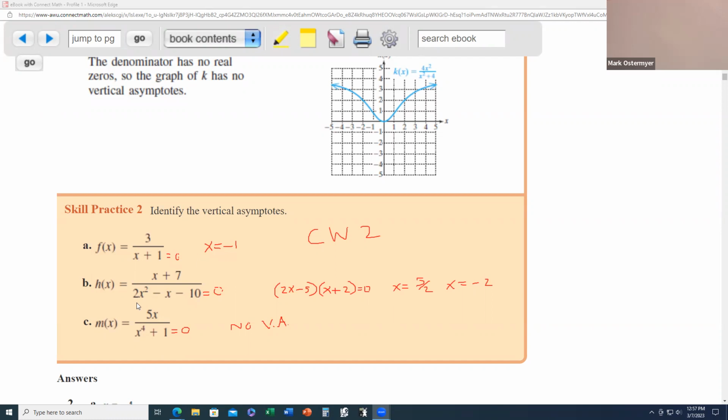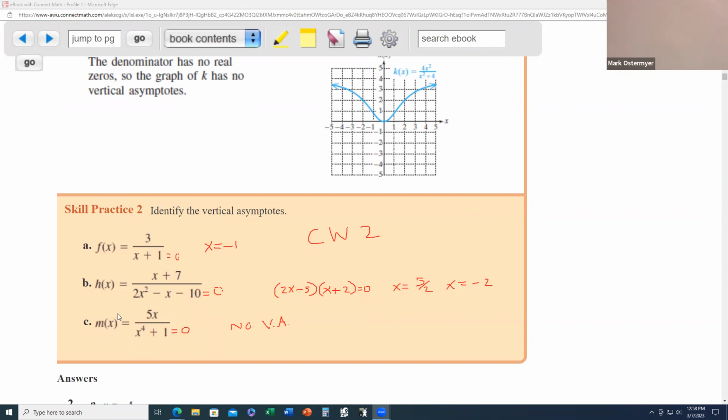The second one, we would have to set the denominator equal to 0, which means we have to solve a quadratic equation, which I chose the factoring method to do so, factored that difficult trinomial. Setting both factors equal to 0, solving for x, I discover I have 2 vertical asymptotes. One at x equals 5/2 or 2.5, and another one that occurs at x equals -2.